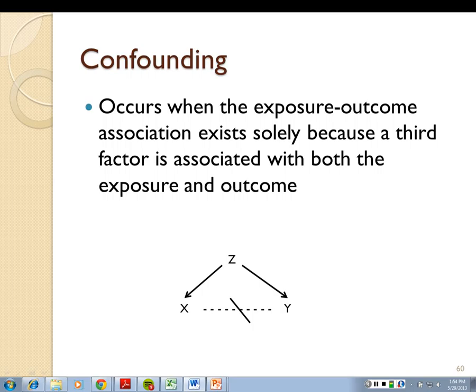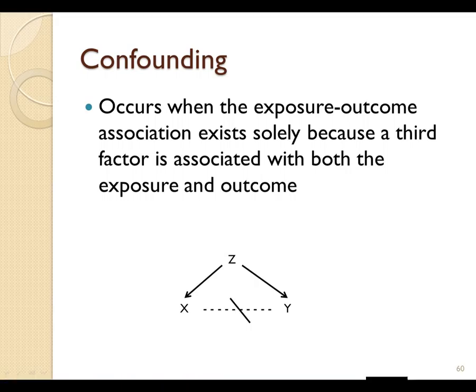An example of this is the relationship between alcohol and lung cancer. There's a strong association between alcohol use and lung cancer. However, this relationship disappears when you account for smoking. People who drink also tend to smoke, and people who smoke are at an increased risk of lung cancer. So in this example, cigarette smoking is a confounding factor in the relationship between alcohol and lung cancer.